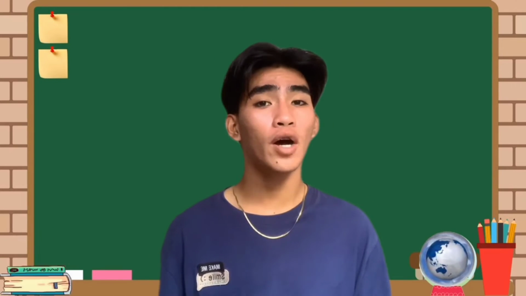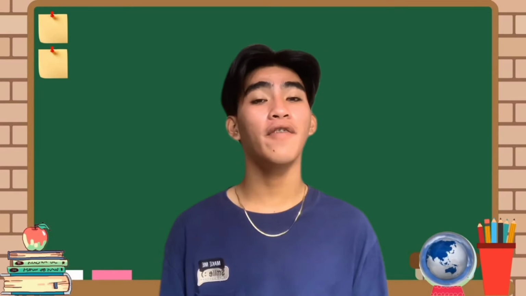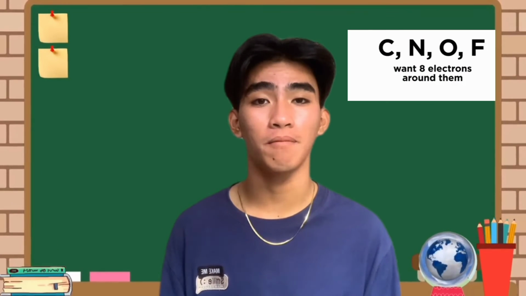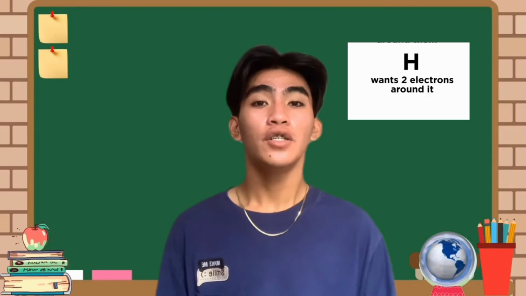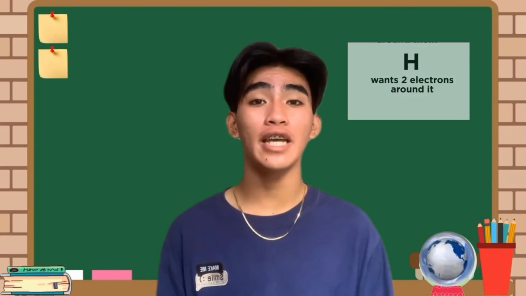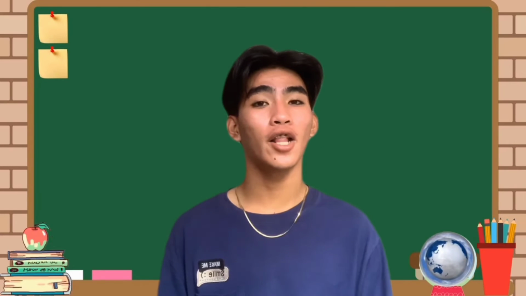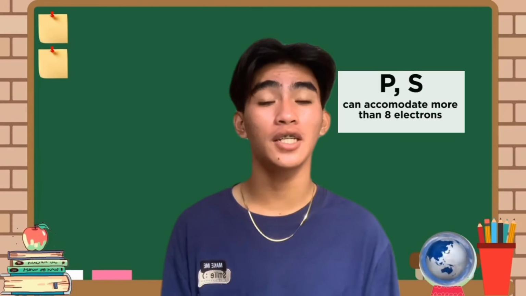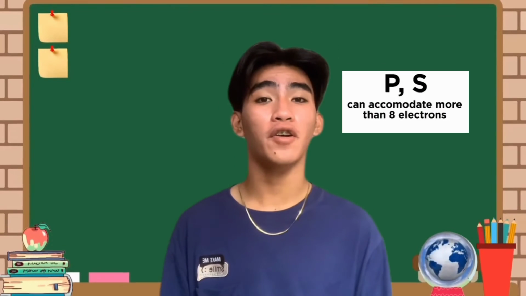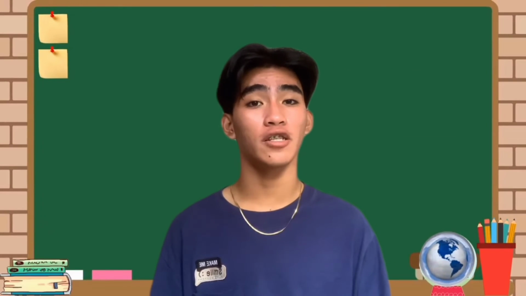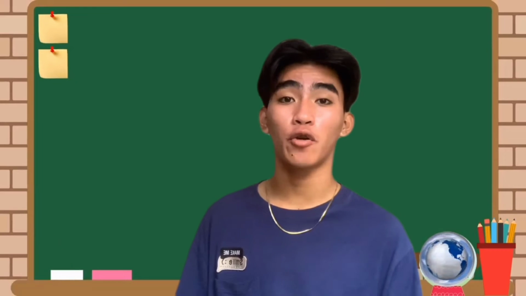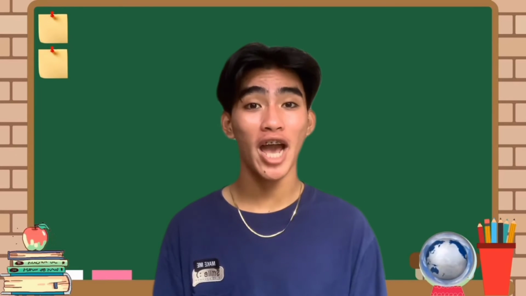These elements want to fill their octet by having 8 electrons around them, filling the n equals 2 shell. Hydrogen is very small, so it only needs 2 to fill the n equals 1 shell. And larger atoms like phosphorus and sulfur can make 5 or 6 covalent bonds. Just draw valence electrons and start combining unpaired ones. Let's check comprehension.